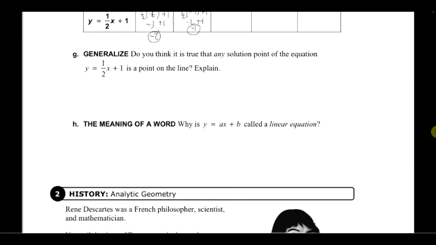So now, do we think it's true that any solution point of the equation y equals 1/2 x plus 1 will land on this line, on this straight line that we plotted? Please explain.